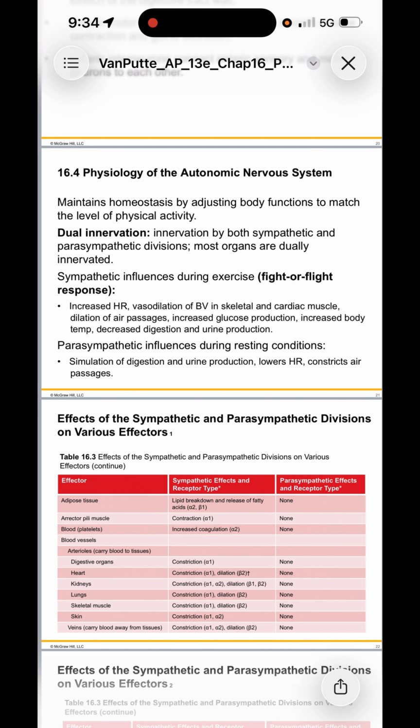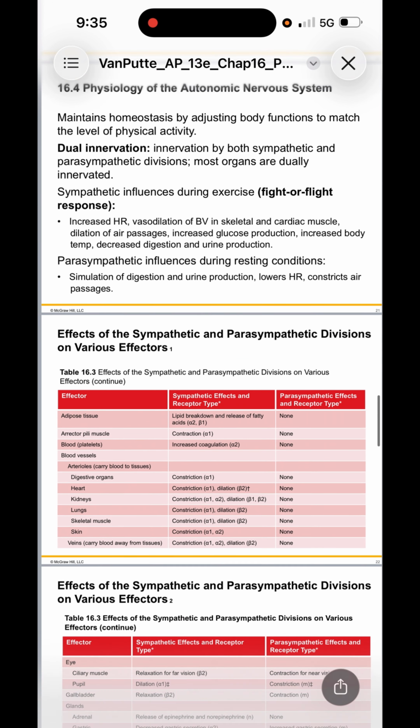Sympathetic influences during exercise, the fight or flight response: increased heart rate, vasodilation of blood vessels in skeletal and cardiac muscle, dilation of air passages, increased glucose production, increased body temperature, decreased digestion and urine production. Parasympathetic influences during resting conditions: stimulation of digestion and urine production, lowers heart rate, constricts air passages.